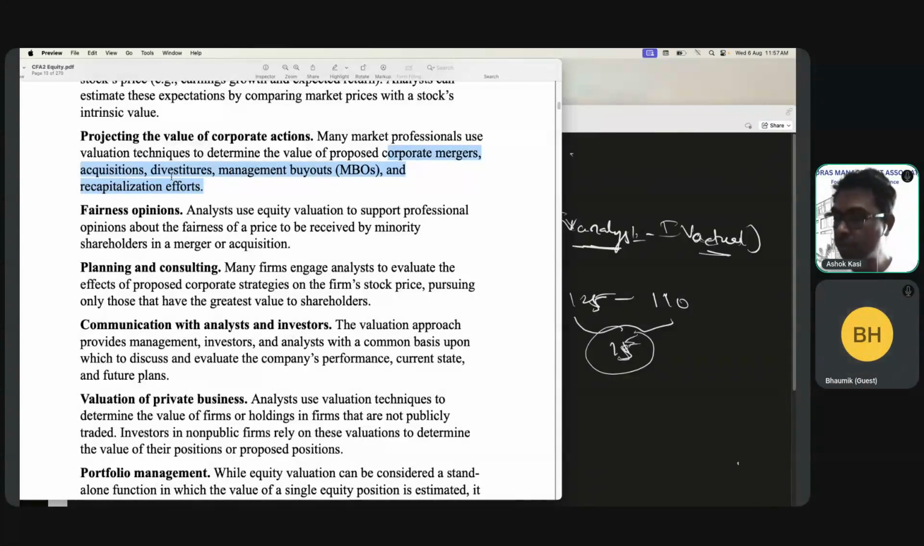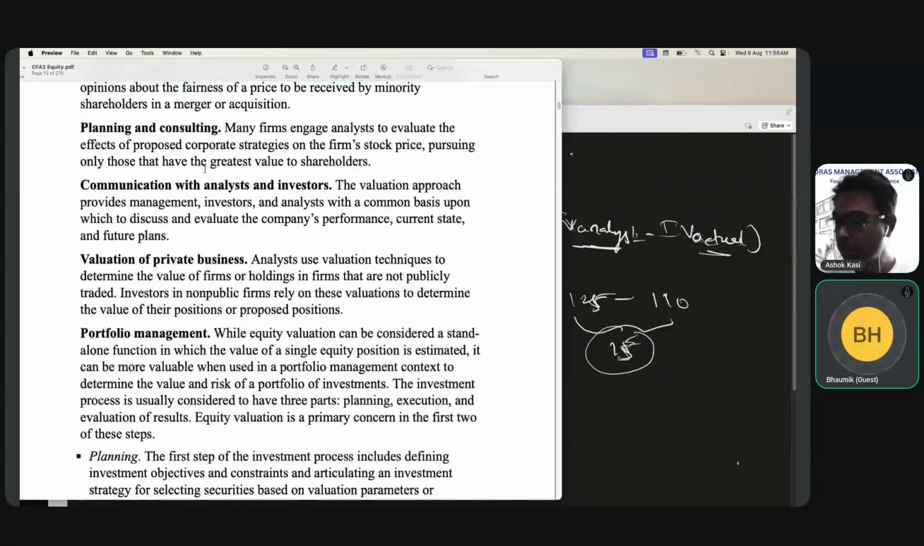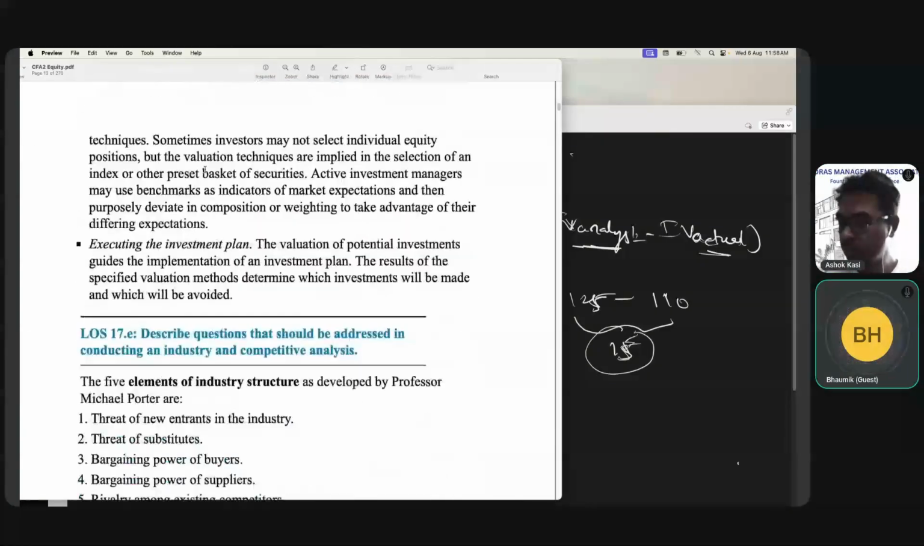Corporate mergers, acquisitions, divestitures means demerger or selling a part of the company. Management buyout means the management themselves are buying the company, like Bharat Pay, where management is taking over the company. No, it's all good.